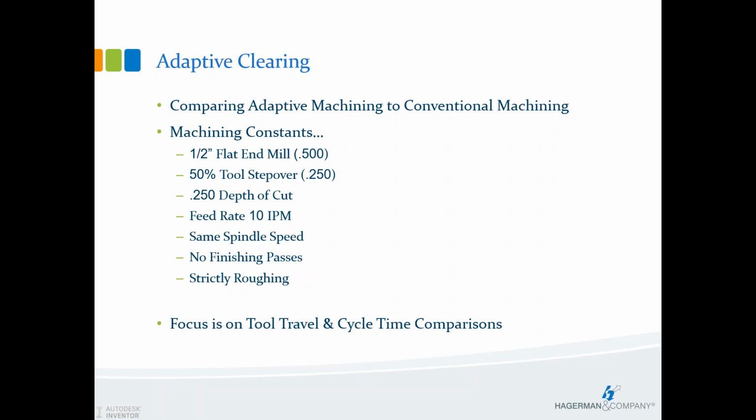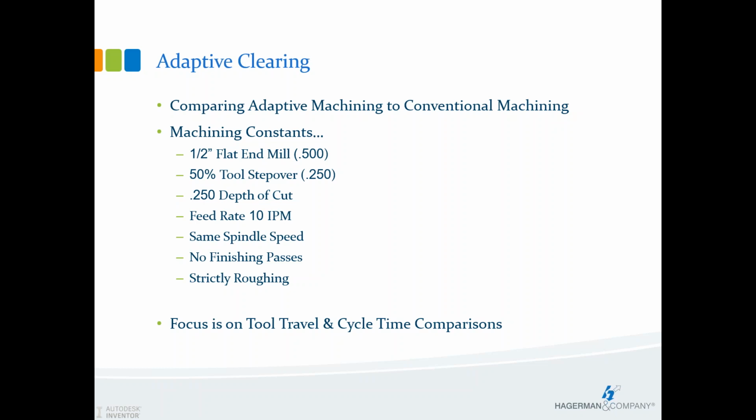But in order to compare 2 different machining types of operations side by side, we need to set up some constant variables. All my machining for this session of the program is going to be done with a 1/2-inch flat end mill. That's very typically a tool for roughing smaller parts. In all my machining, I'm going to be using a 50% tool step over. That's basically a 1/4 inch, half of the tool. I'm also going to be using a 1/4 inch depth of cut.